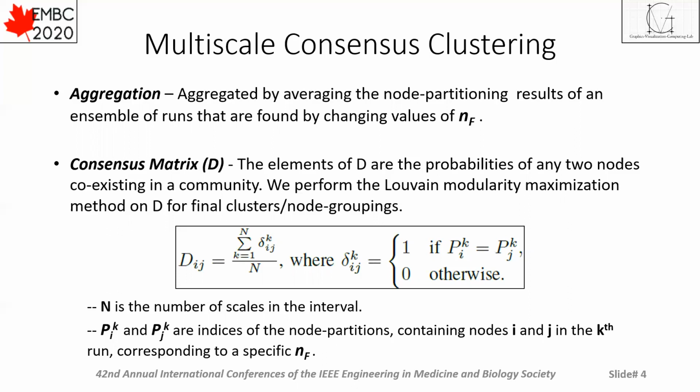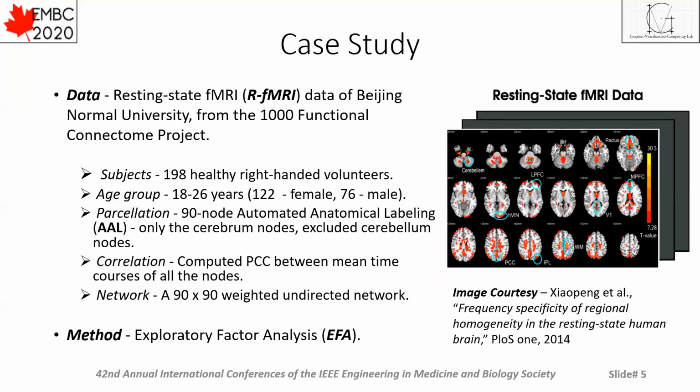As a case study, we have used the resting state fMRI data of Beijing Normal University from the 1000 Functional Connectomes Project. The data set is of 198 healthy right-handed volunteers in the age group of 18 to 26 years. A functional network is generated for each subject using a 90-node AAL atlas. A pairwise PCC is computed between mean time courses of the nodes. The functional networks are aggregated across all subjects to give the final fully connected 90 by 90 weighted and undirected network.